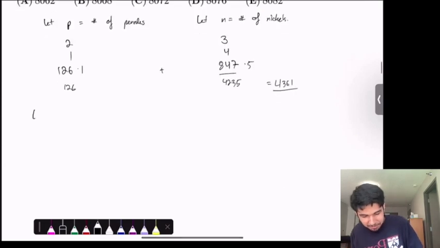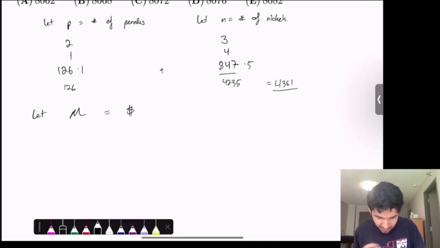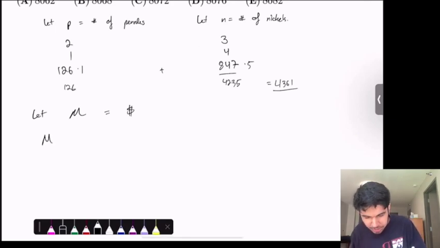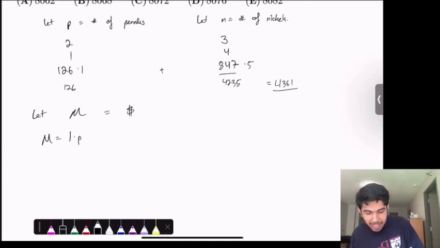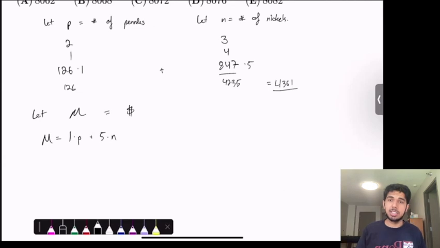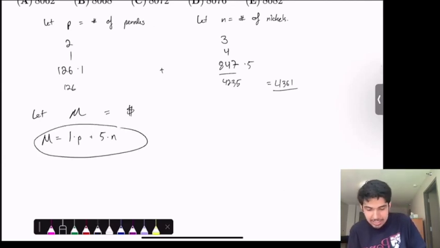So let m be the total amount of money. Then m should be equal to 1 times p. For each penny, it contributes 1 cent. And we add to that 5 times n. For each nickel, it contributes 5 cents. And we're adding those two quantities. So this is how we can calculate the amount of money.